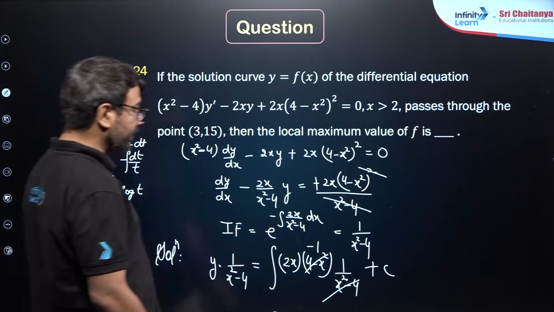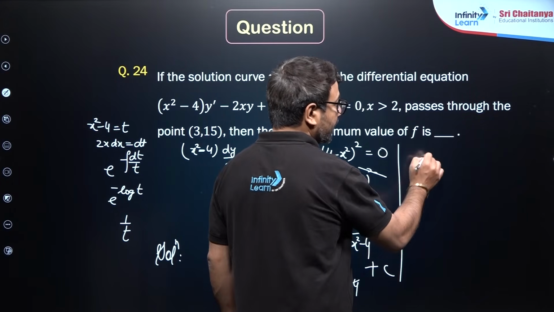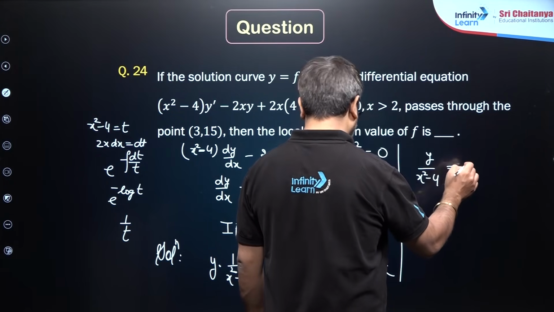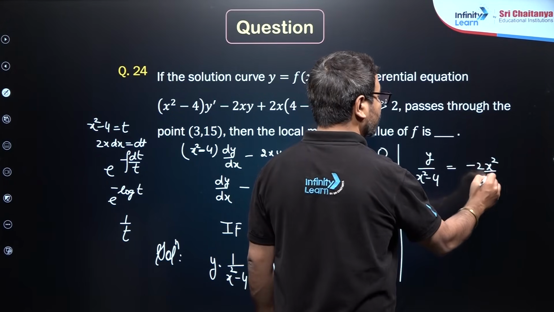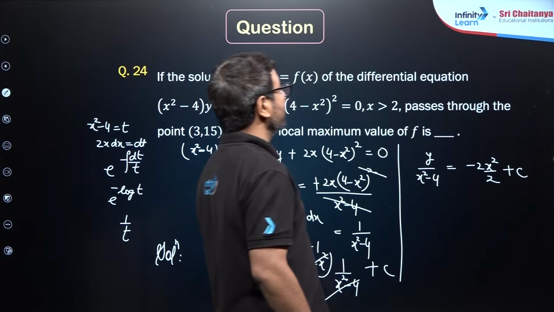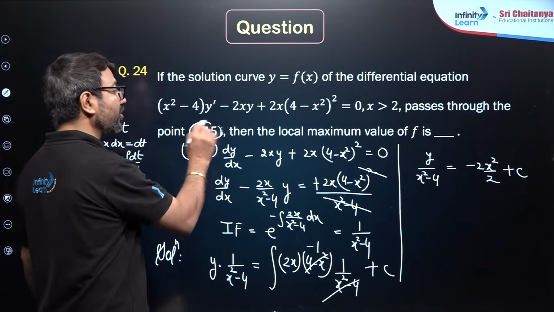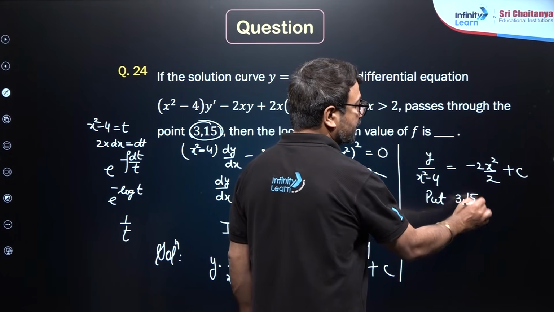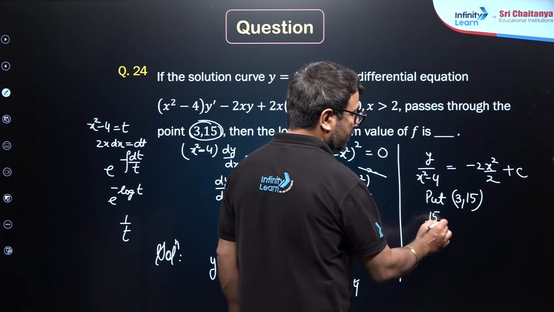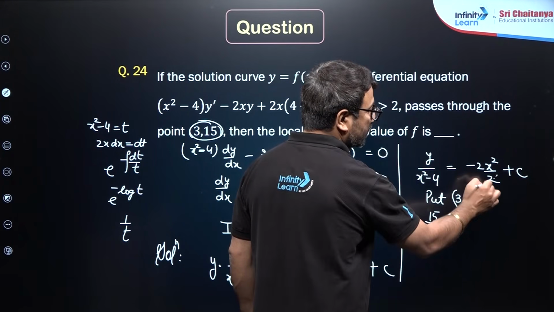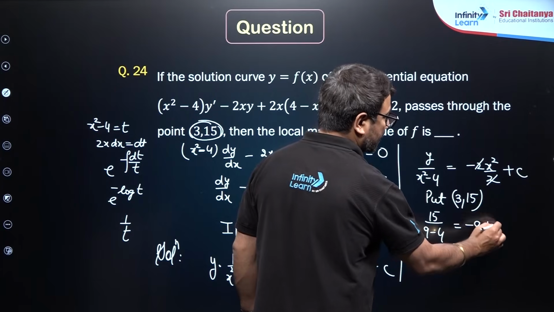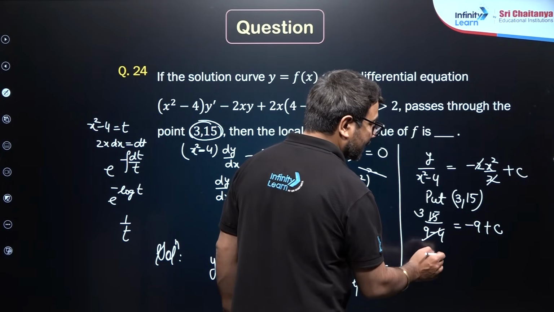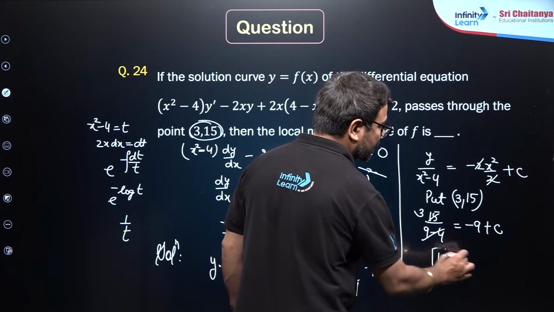Now the integration is very easy from here. Y over x square minus 4 is equal to -2 will be taken outside, x square by 2 and then followed by plus c. Then they have said that it passes through (3, 15). So you will substitute (3, 15) and get the value of c from here. Are you able to understand? So 9 minus 4 will be 5, 5 and 15 will be cancelled. So c value will come out to be 12.